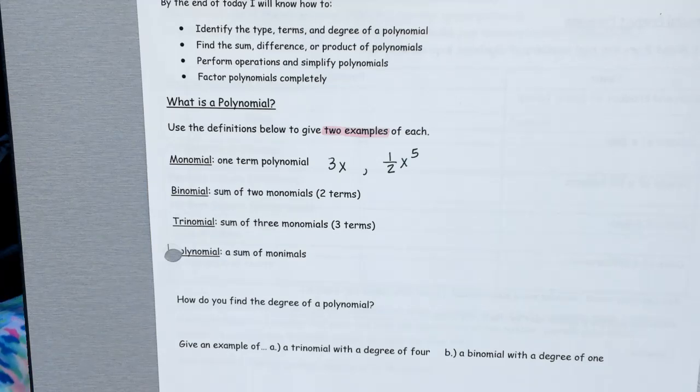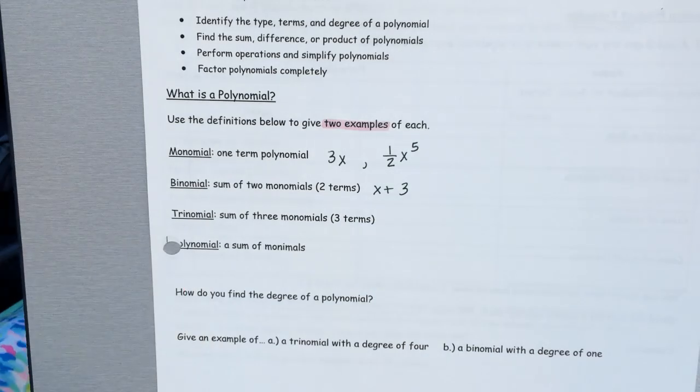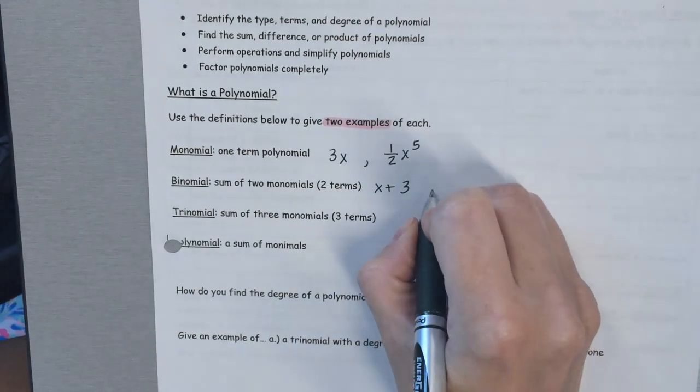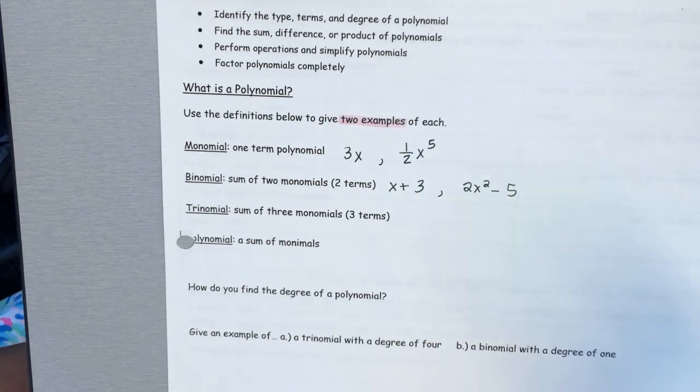All right, and then a binomial is a sum of 2 monomial terms. They just call it a sum, but you can have subtraction. It would be like adding a negative sign. Okay, so one basic one would be x plus 3. Okay, and then the other one I did was 2x squared minus 5.